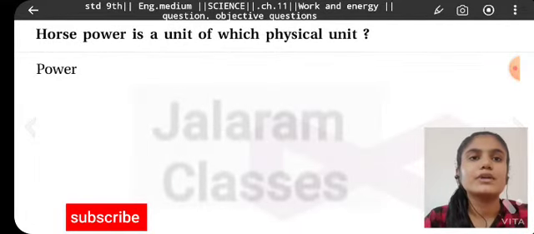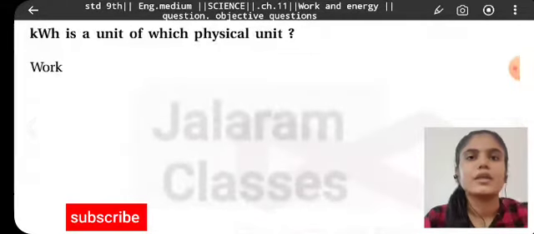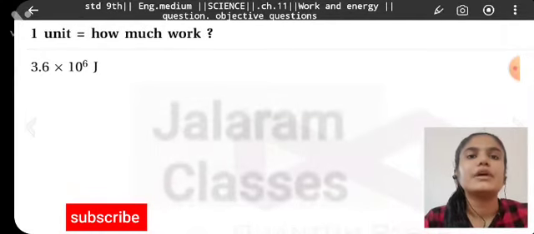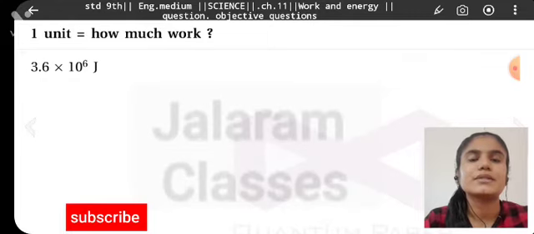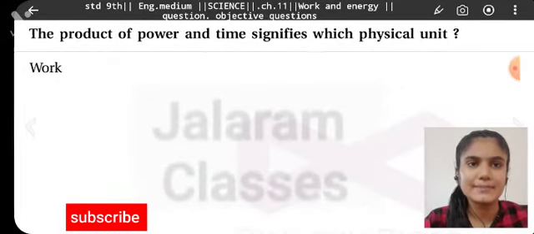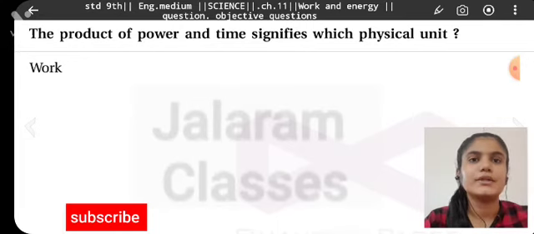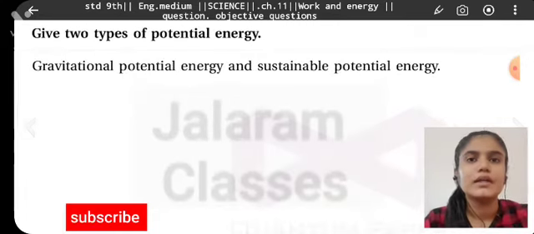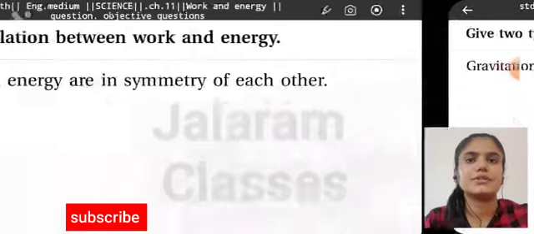Horsepower is a unit of which physical quantity? Power. Kilowatt hour is a unit of which physical quantity? Work. 1 unit is equal to how much work? 3.6 into 10 raised to 6 joule. The product of power and time signifies which physical quantity? Work. Give two types of potential energy: gravitational potential energy and elastic potential energy.